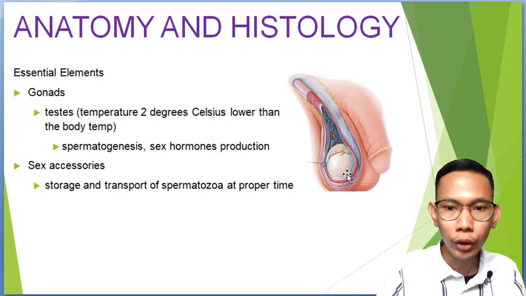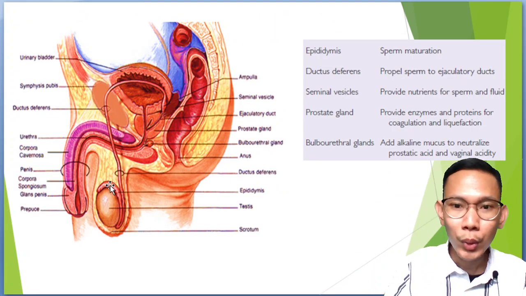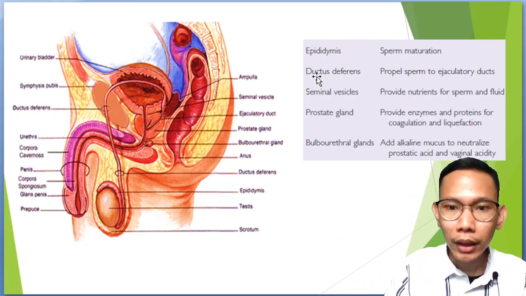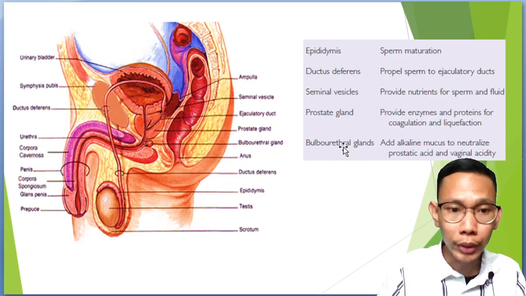So this is now your gonads and some parts of your sex accessories. So what are our sex accessories? We have your epididymis, ductus deferens, your seminal vesicle, your prostate gland, and your bulbourethral gland.